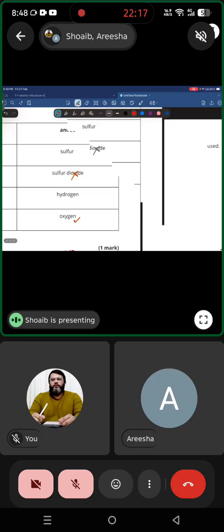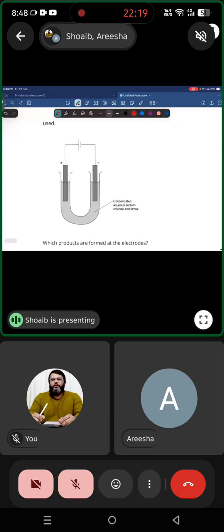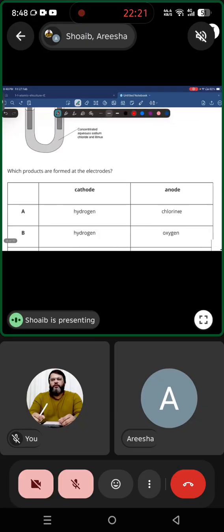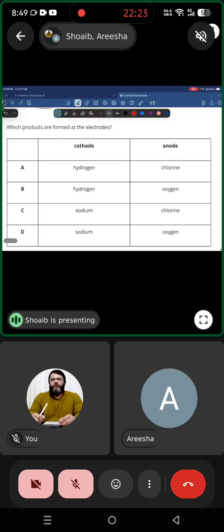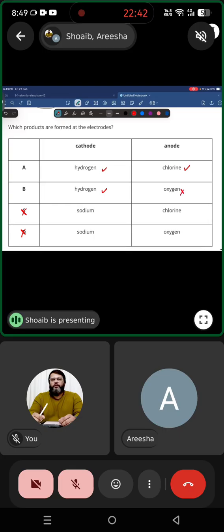Inert electrode means the graphite electrodes are used here. So here is the diagram. Now, the products. Let's discuss which products are formed at the electrodes. At the cathode, hydrogen will be formed here. Sodium will not be formed. Then you have an anode. At the anode, the chlorine will form here. Oxygen will not form here. A is the correct answer because the solution is a concentrated solution.